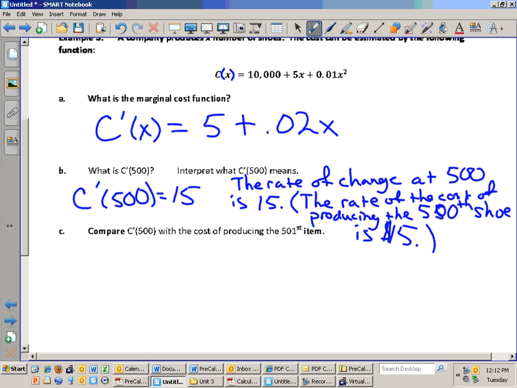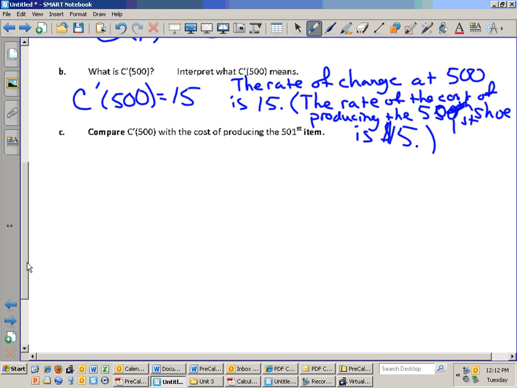Sure, we could say 500 first. That'll be fine. They're really close together, okay? So we're going to get to exactly your point right here. And it says compare C prime of 500 with the cost of producing the 501st item, okay?